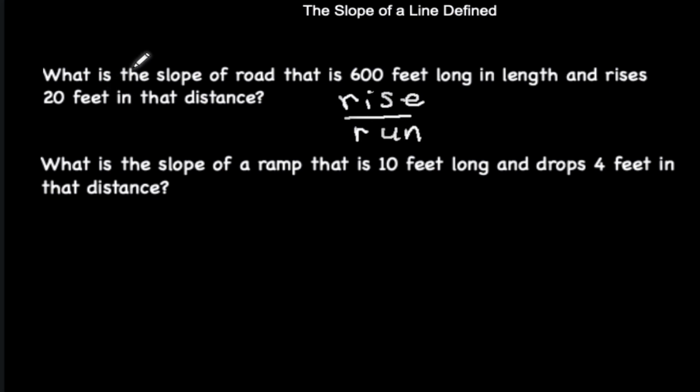Okay, and same for the second one. What is the slope of a ramp that is 10 feet long and drops 4 feet in that distance? So, knowing what you know about rise over run, and you know that rise can be positive or negative, same with run can be positive or negative, how will you solve these two problems? Okay, if you need to draw pictures, go ahead and do that. Always try.